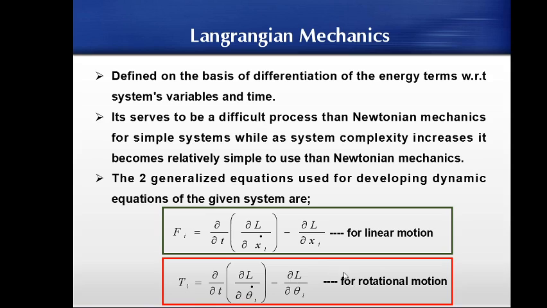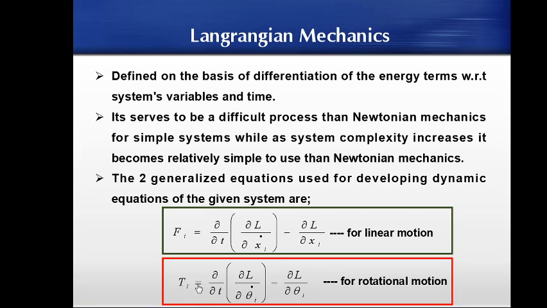Okay, similarly, for example, if I am considering a 1 degree of freedom system which has only a linear joint, then there is only one equation, F1 equal to d by dt of (dL by d x1 dot) minus dL by d x1. If there are 2 degrees of freedom and both joints are linear motions, then we will have two equations, F1 and F2. Okay, then if it is a 1 degree of freedom with pure rotation, we'll have only one equation for torque, and there is no equation for force.